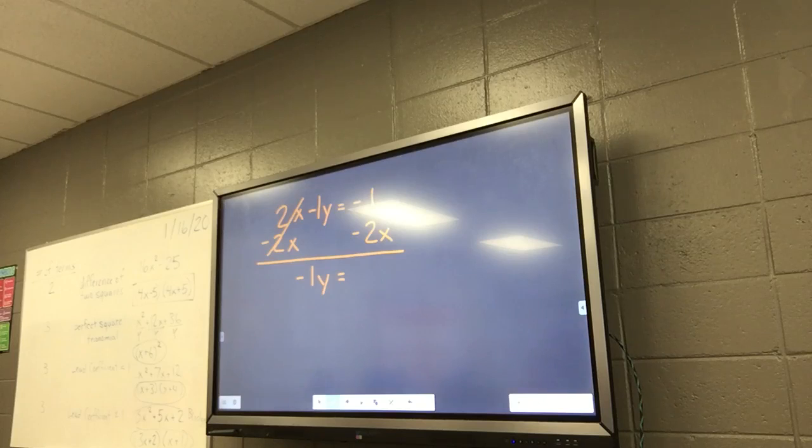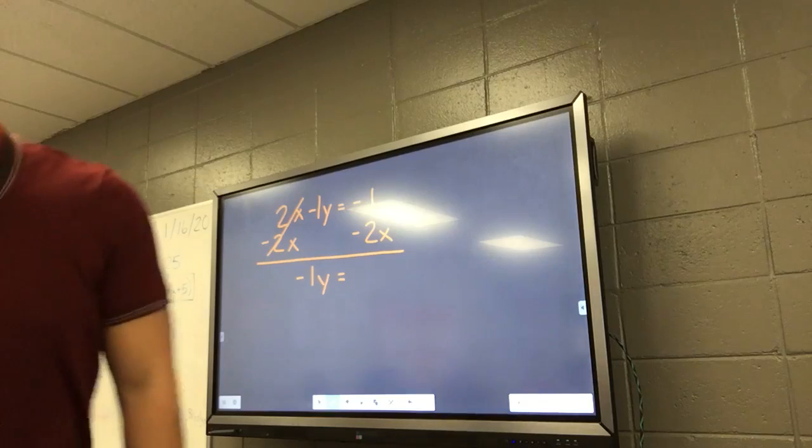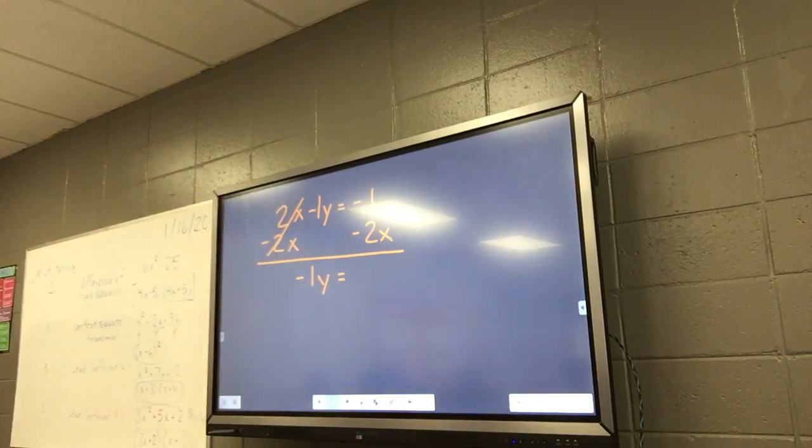Switch. I don't exactly know what we're doing. Drop the parentheses. Did you get it? Switch these two. Switch those two. And don't forget the sign of 2x. Close the signs.